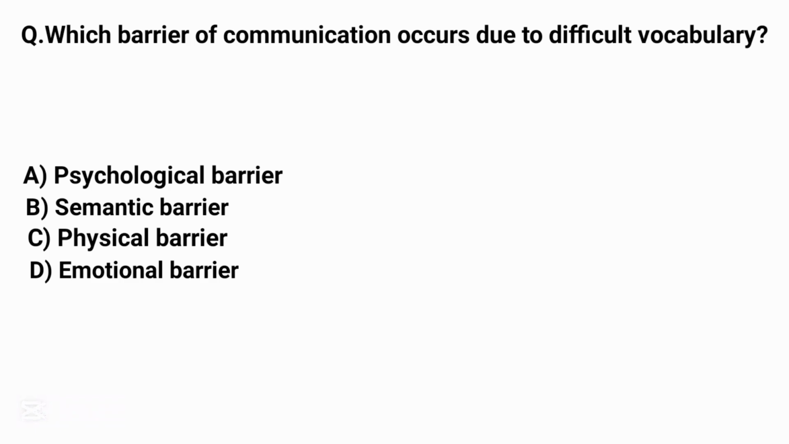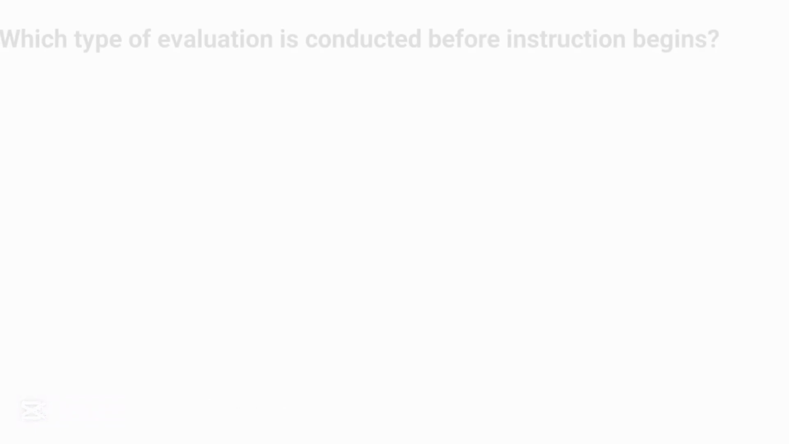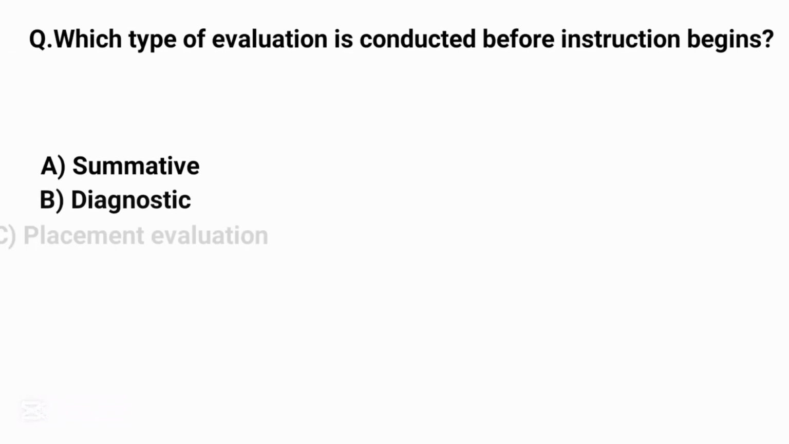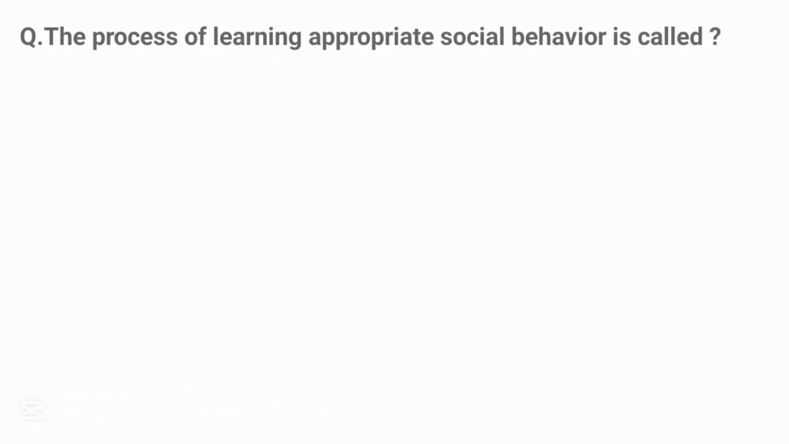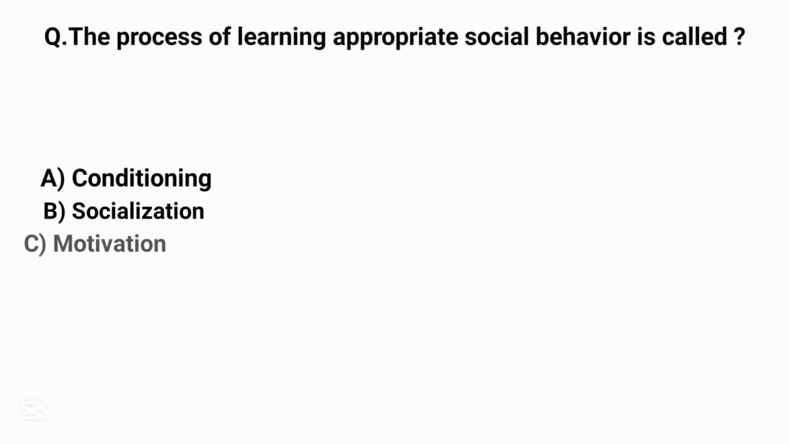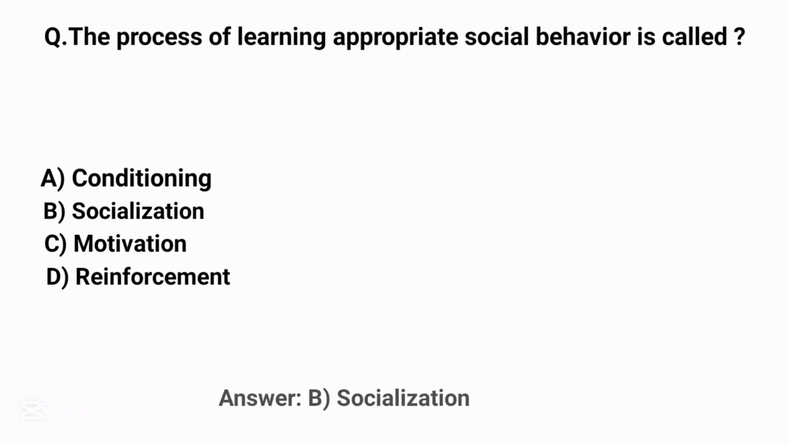Correct answer is option B. Semantic barrier. Which type of evaluation is conducted before instruction begins? Correct answer is option C. Placement evaluation. The process of learning appropriate social behavior is called. Correct answer is option B.